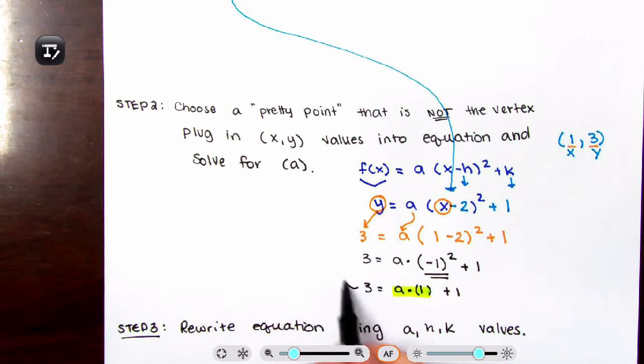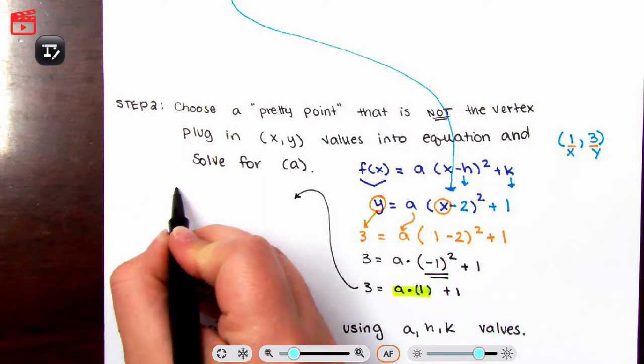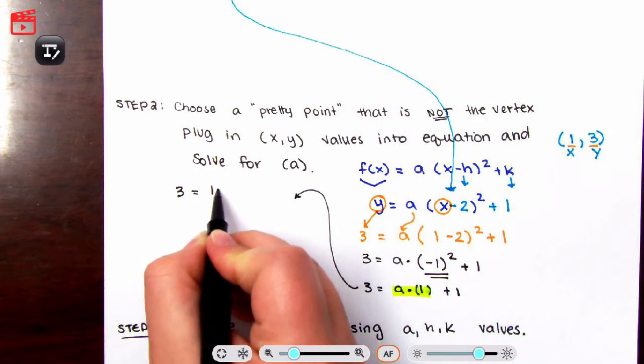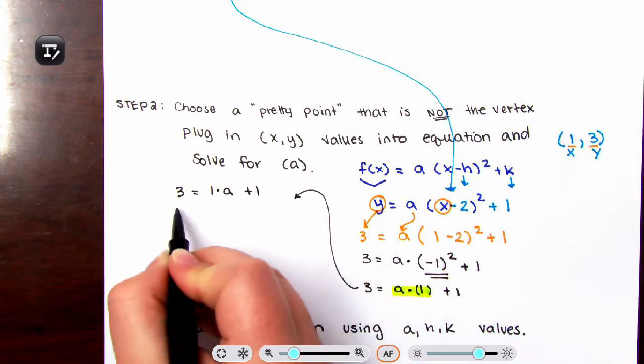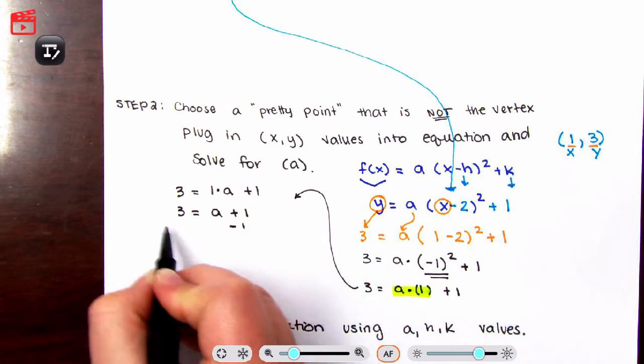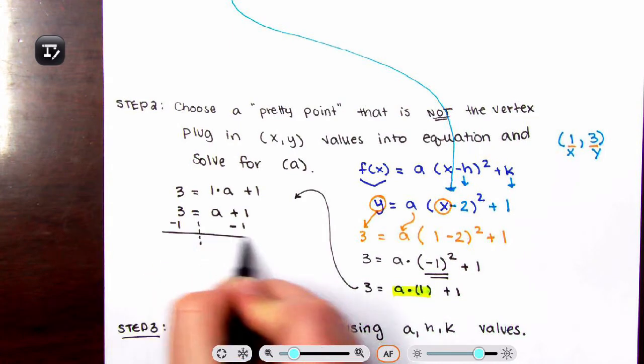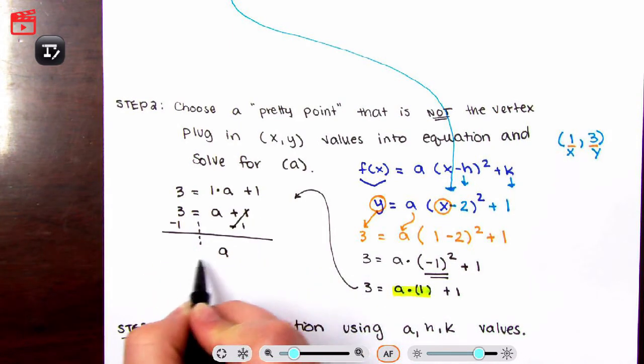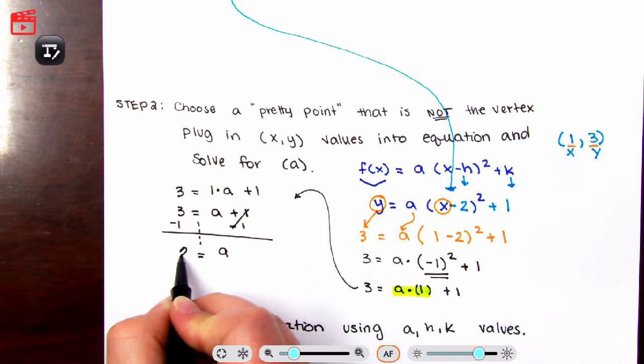So I have 3 is equal to 1 times a plus 1. Well, 1 times a is just a, plus 1. I'm going to subtract 1 from both sides. Here's my little dotted line. So that means a is now equal to 2.